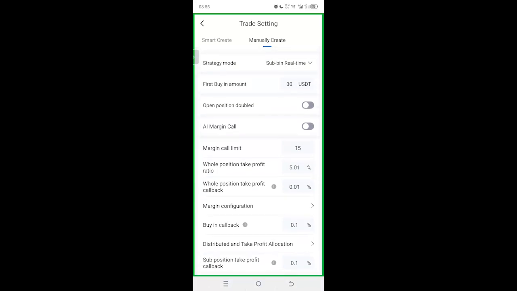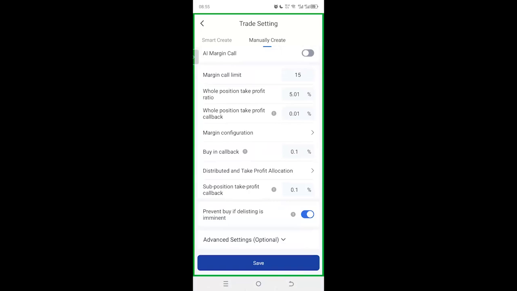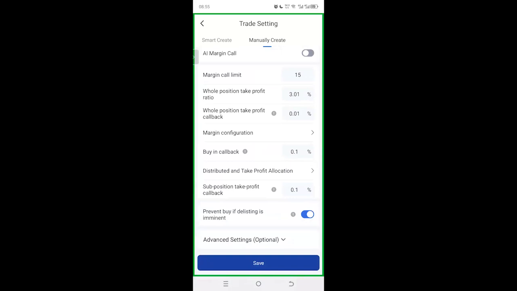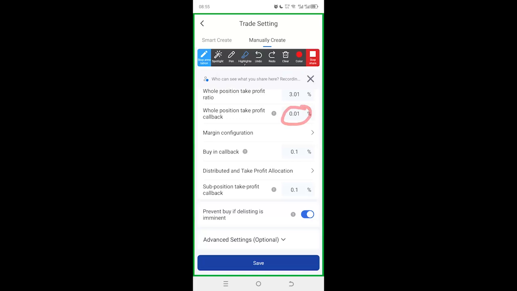Okay, this is what I'm going to do. Then what am I going to do here? Take profit, I'm going to take 3%. Multiple position take profit callback, I'm going to put 0.01. Just what you see here, 0.01. Buy-in callback, I'm going to put 0.1. Sub position take profit callback, I'm going to use 0.1. This is what I use.